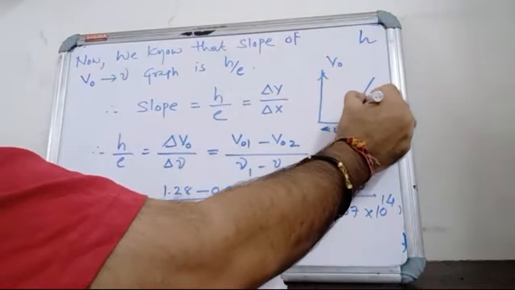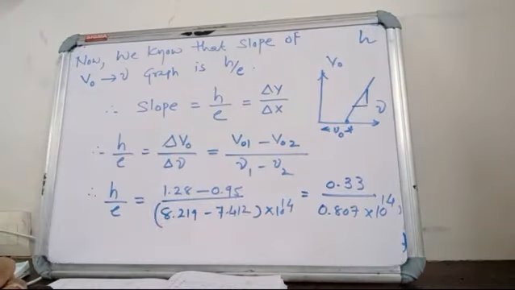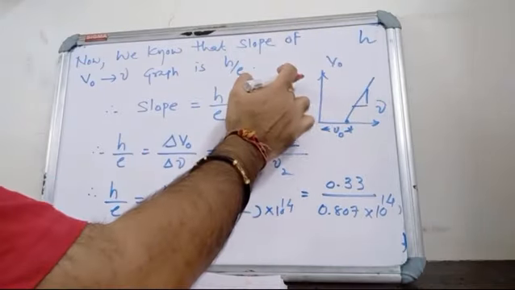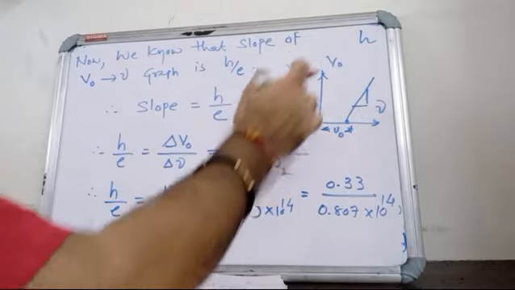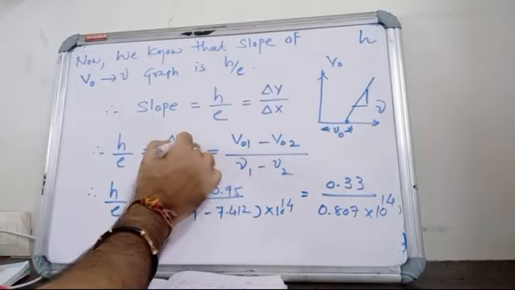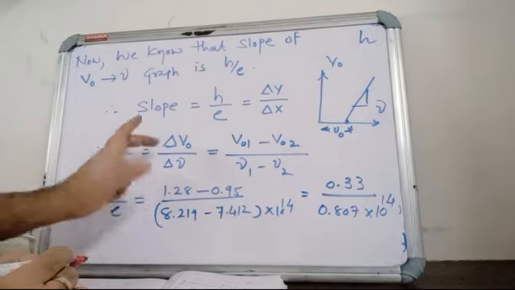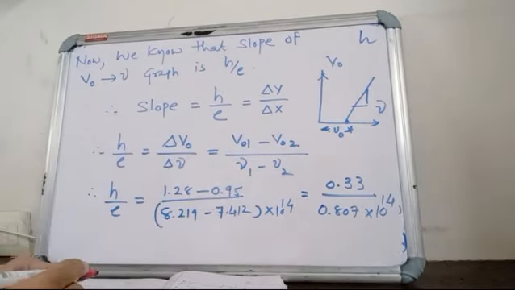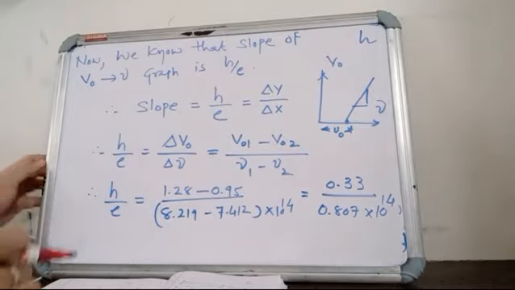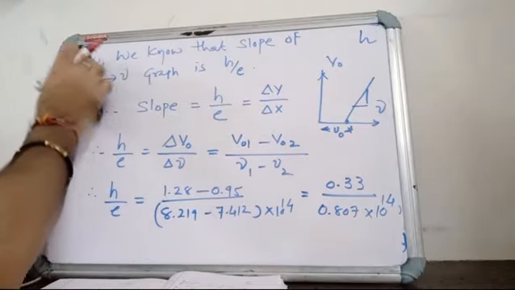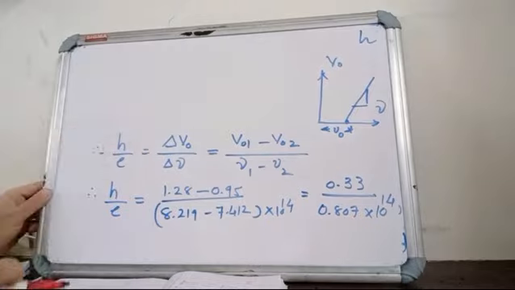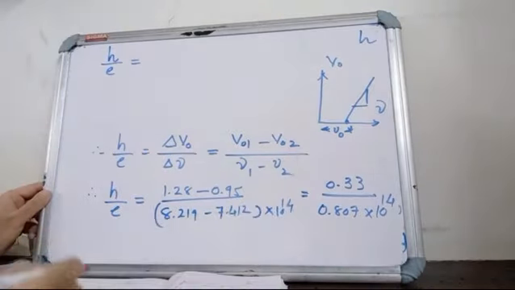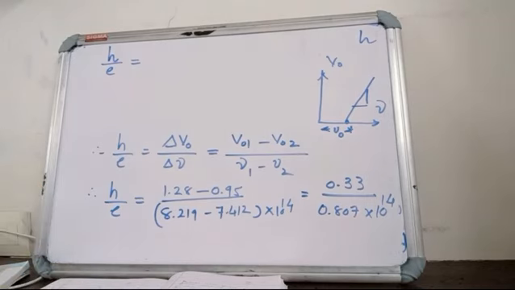We know the slope of this graph is h by e. But slope is, 11th standard, lower standard, change in y coordinate upon change in x coordinate. So it is delta V0 upon delta nu. We have a lot of data, so take the difference of any two; I have just put it here, right? Very good. So h by e is equal to 0.33 upon 0.807.